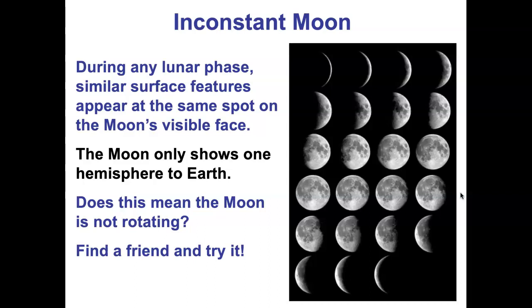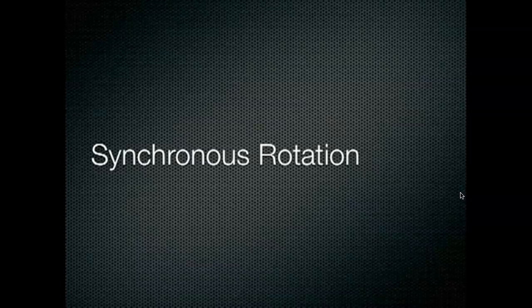And so that generates a question. What does that imply? What does it imply if the same half of the moon is always facing us? Does that mean that the moon isn't spinning? Does that mean that the moon is not rotating? Let's think about this.